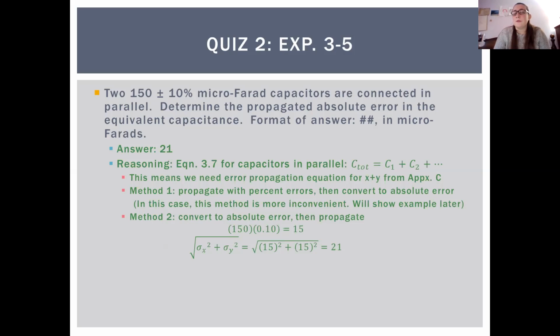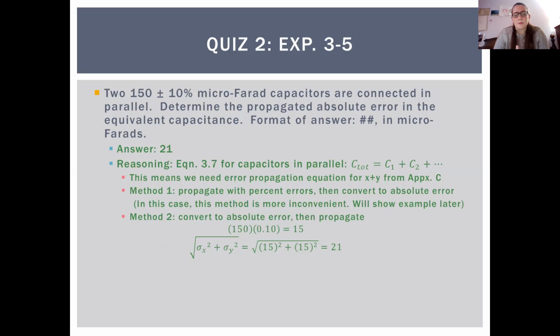There are really 2 different methods that you could have chosen to calculate this. I do find that one of the methods is easier than the other one in this case. And in another case that I'll show you later on, it's flipped. So for this one, I'm just going to show you the easier method, which is to convert to absolute error first and then propagate those errors. The percent error that we're given for each of our capacitors is plus or minus 10%. And they're the same capacitance, so that's convenient. So 10% of 150 is 15.